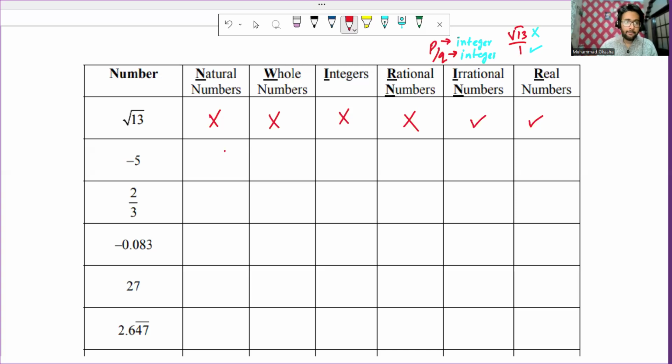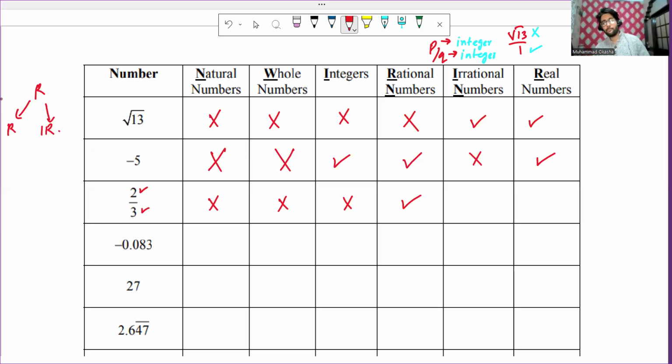Okay. -5, not natural number, not a whole number. Yes, an integer. If it's an integer, of course, it's a rational number. It's not irrational. The number can be either rational or irrational. Okay, so be careful about that. Real, yes, because real numbers are essentially rational and irrational. Okay, 2 by 3, not a natural number, not a whole number, not an integer, because you cannot have fractions in an integer. Yes, it's a rational number. Why? Because this is an integer, this is an integer. So it is rational, but it's not irrational. It can either be rational or irrational, and definitely a real number.